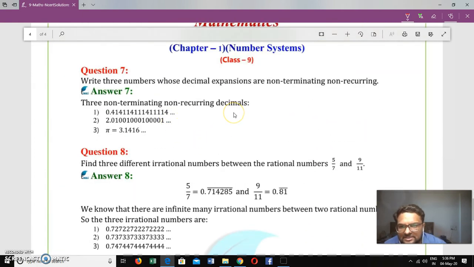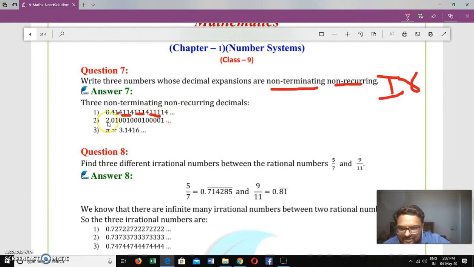Let's come to the next question. Write 3 numbers whose decimal expansions are non-terminating, non-repeating. So it's asking about irrational numbers. For the first one, we have several examples. Here it is shown 0.41, 411, 4111, and so on, which means the numbers are not repeating. Here the 1 repeats in consecutive manner: 1 time, then 2 times, then 3 times, then 4 times.